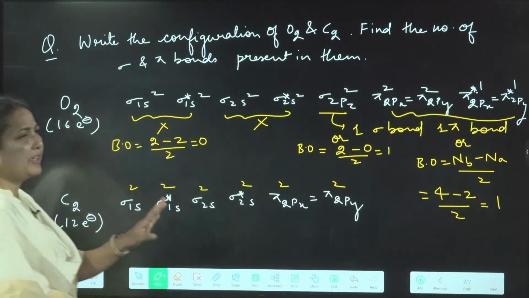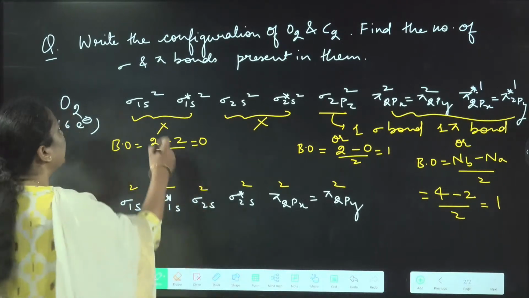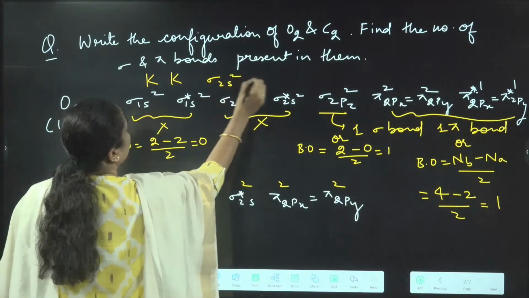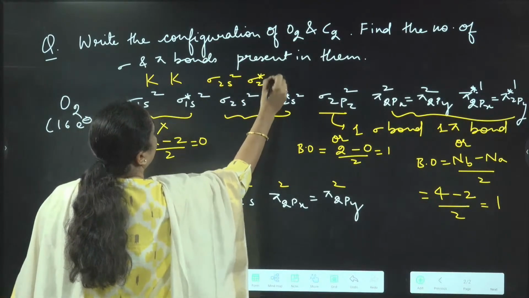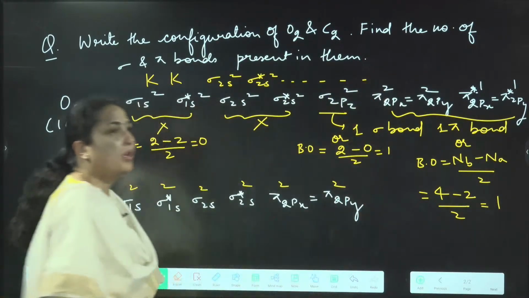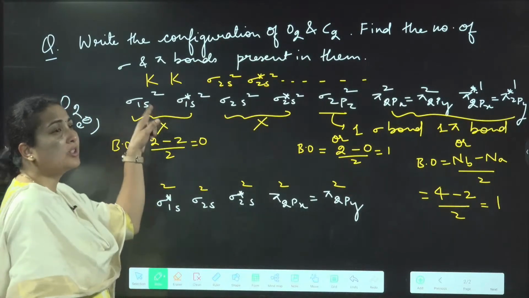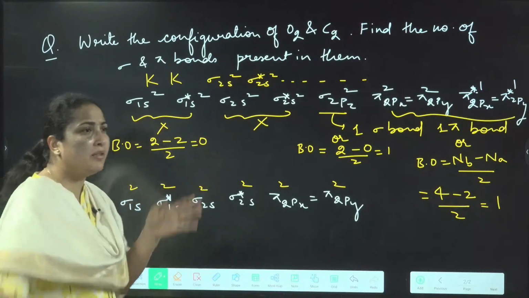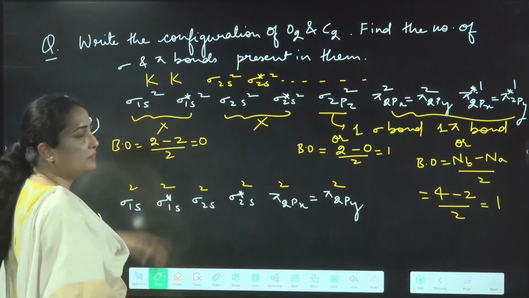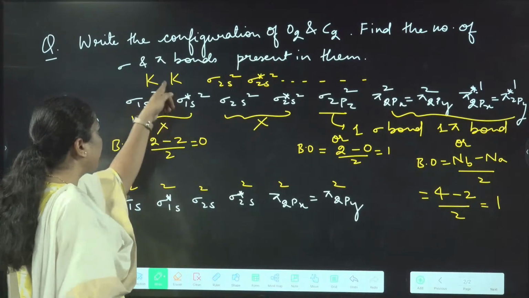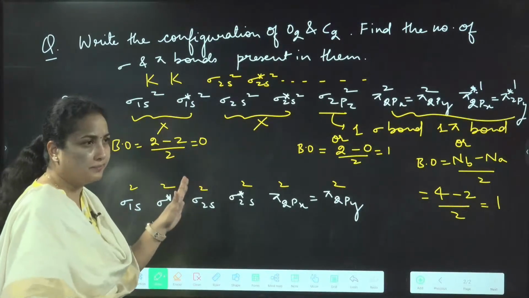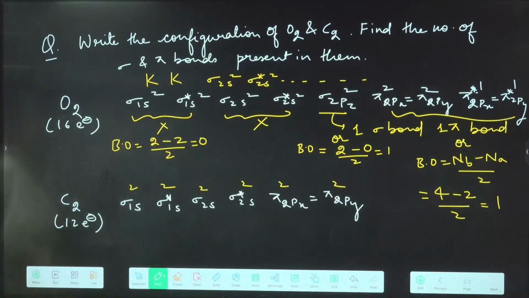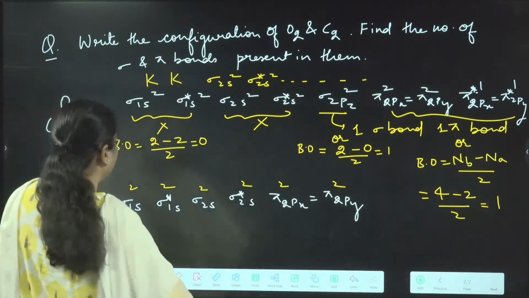And here itself I'll tell you one small thing. You can also write down this configuration as KK and then sigma 2s2, sigma star 2s2, like that it goes on. What is this KK telling you? This is closed K shell configuration. That means, you know, K, L, M, N, like that. So first shell, K shell, right? So sigma 1s2 K. For this one also sigma star 1s2 K. Closed K-shell configuration, we say, right? Getting it? Okay.